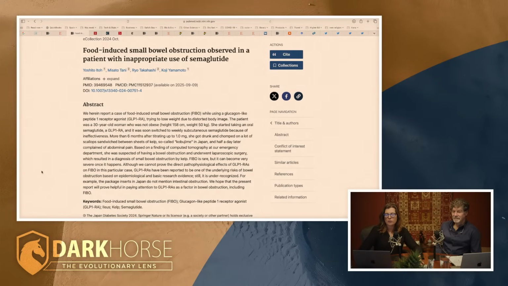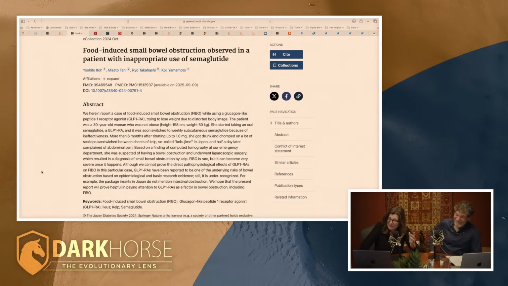The patient was a 30-year-old woman who was not obese, height 158 centimeters, weight 50 kilograms. She's like 5'2" and weighs less than 110 pounds, so she shouldn't be on this stuff. She started taking an oral semaglutide, a GLP-1 RA, and it was soon switched to weekly subcutaneous semaglutide because of ineffectiveness. More than 6 months after titrating up to 1 milligram, she got drunk and chomped on a lot of scallops sandwiched between sheets of kelp, so-called kobujime in Japan, and half a day later complained of abdominal pain.